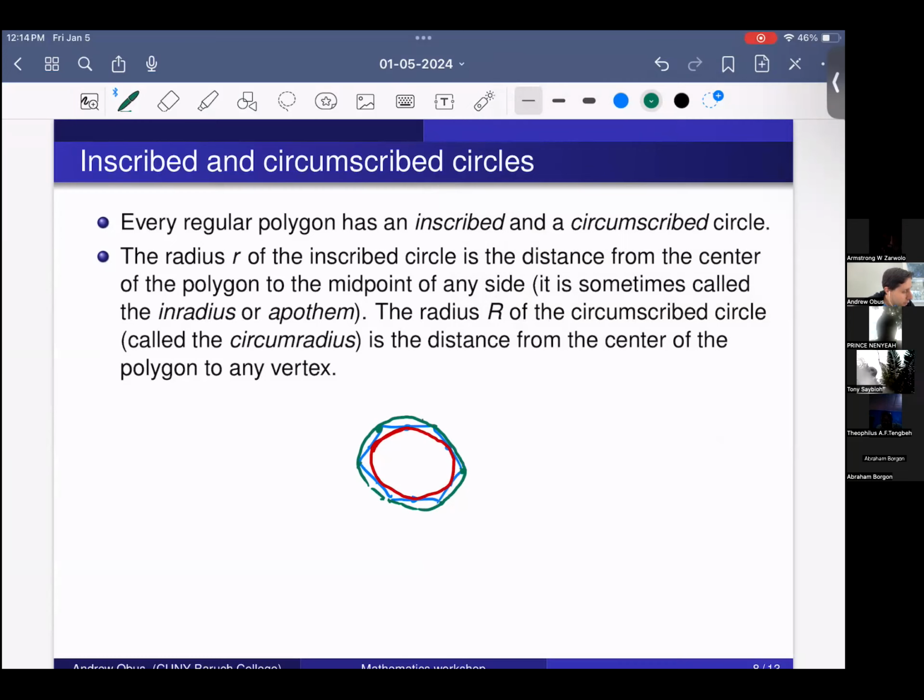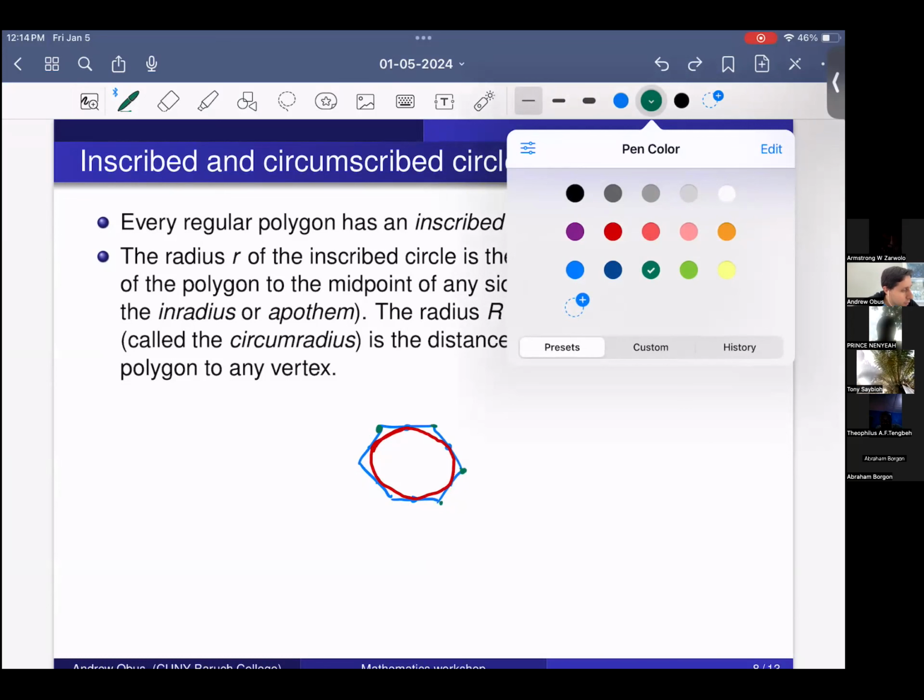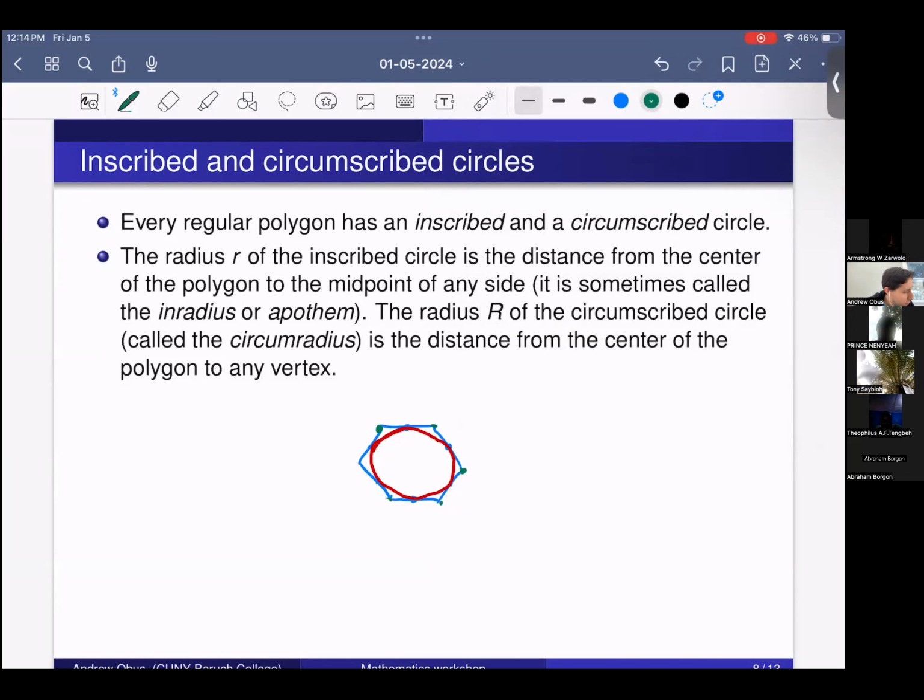Okay, I'll try to do a slightly better job drawing that. The circumscribed circle is going to go around. It's not perfect, but it's okay. All right, so we have our hexagon in blue, and then there's the inscribed circle, which lies inside the hexagon, in red. And there's this circumscribed circle that goes on the outside of the hexagon, in green.